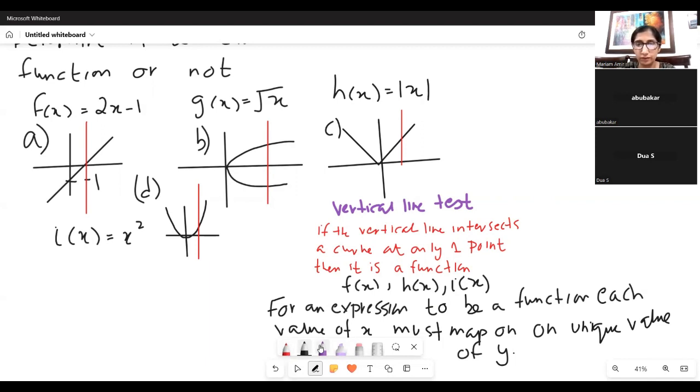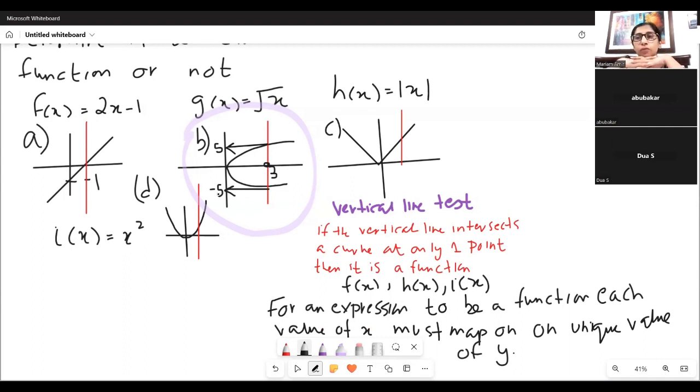Okay, now let me explain the statement to you. We've already established that this is not a function because it is failing the vertical line test. The vertical line test is intersecting this curve at 2 points. So look, the value of x, let's say, is 3. It is not mapping on one unique value of y. It's mapping on two values of y. Here, let's say this is 5, and here, let's say it's -5. So one value of x is producing two values of y. That is not the definition of a function.